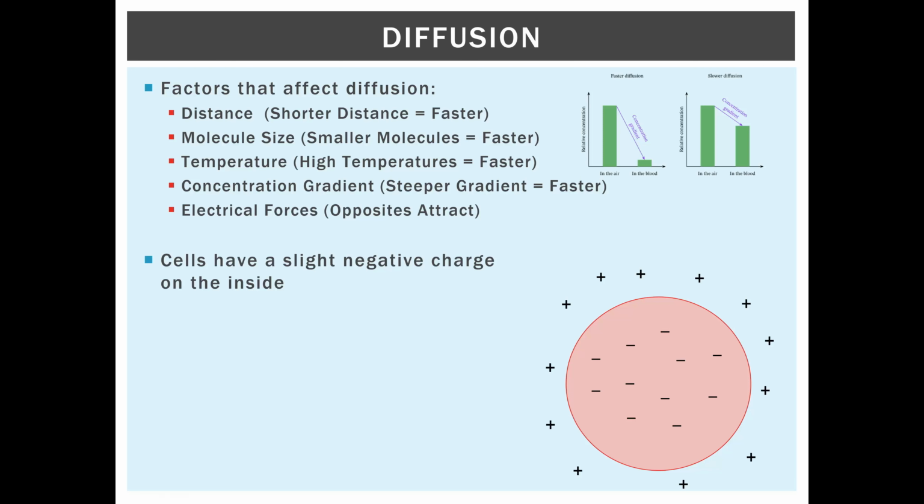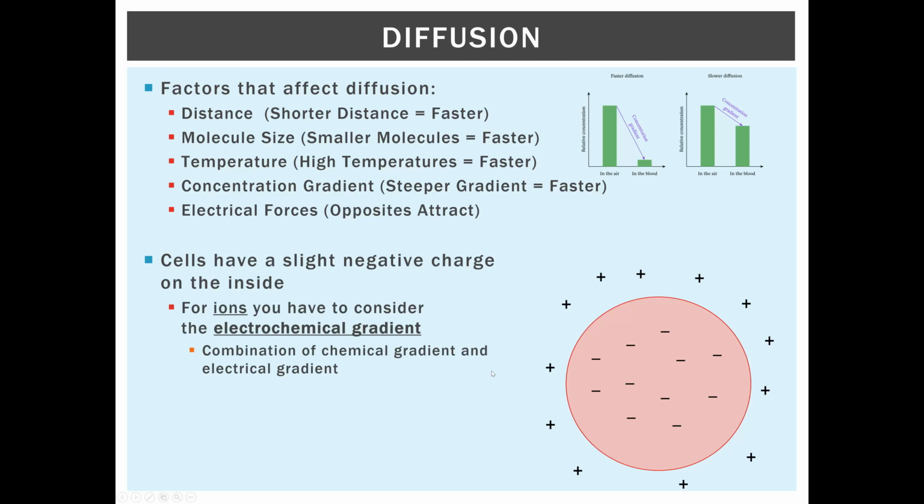So another thing to keep in mind, and we talked a little bit earlier about differences between the inside of the cell and the outside of the cell. And one of those differences is actually charge. So cells have a slight negative charge on the inside, and there is more of a positive charge on the outside of the cell. So this can affect the way that ions in the body diffuse.